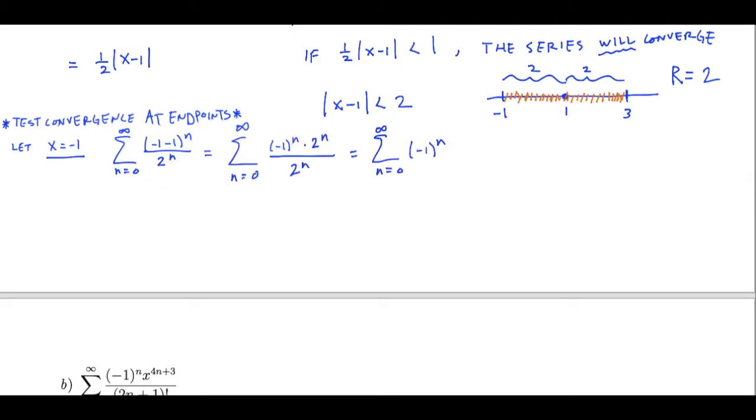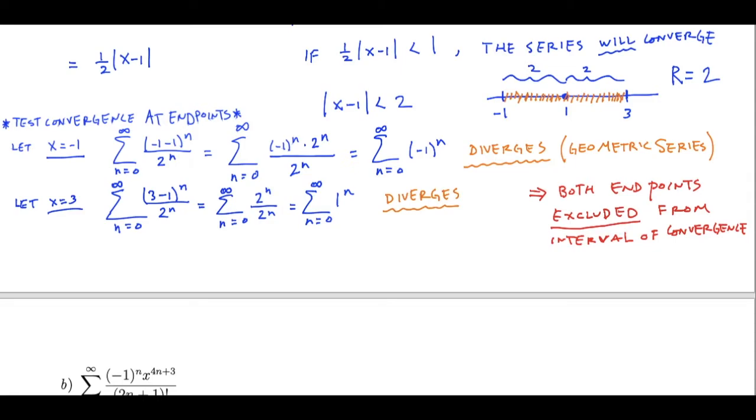Doing some simplification, I actually can rewrite this series as simply (-1)^n. Now, thinking back to calculus, I know that this is a geometric series and that the ratio of this geometric series, the r value, is negative 1, and a geometric series only converges if the absolute value of that ratio, the r value, is strictly less than 1. Therefore, I can conclude that this series diverges based on properties of the geometric series. I'll repeat my analysis at the other endpoint at x equals 3.